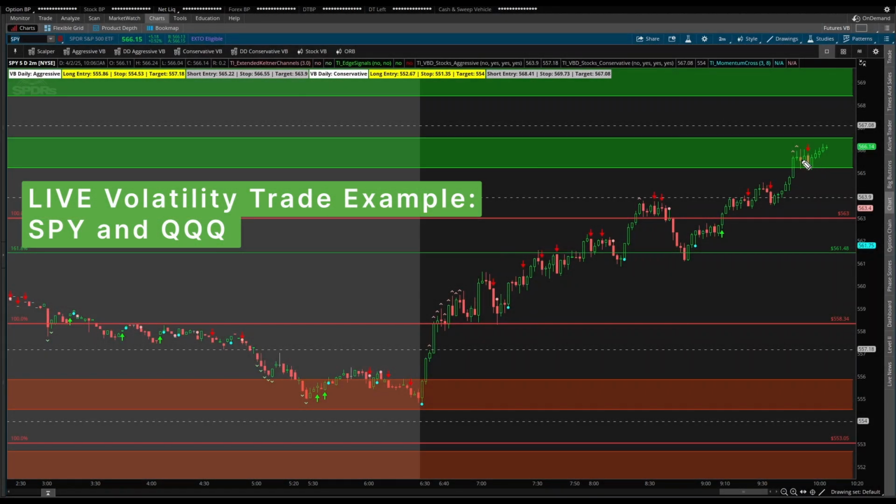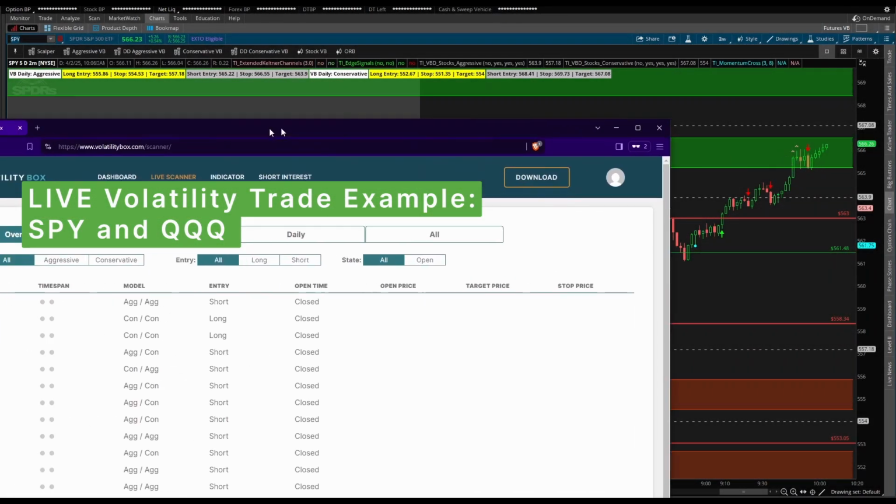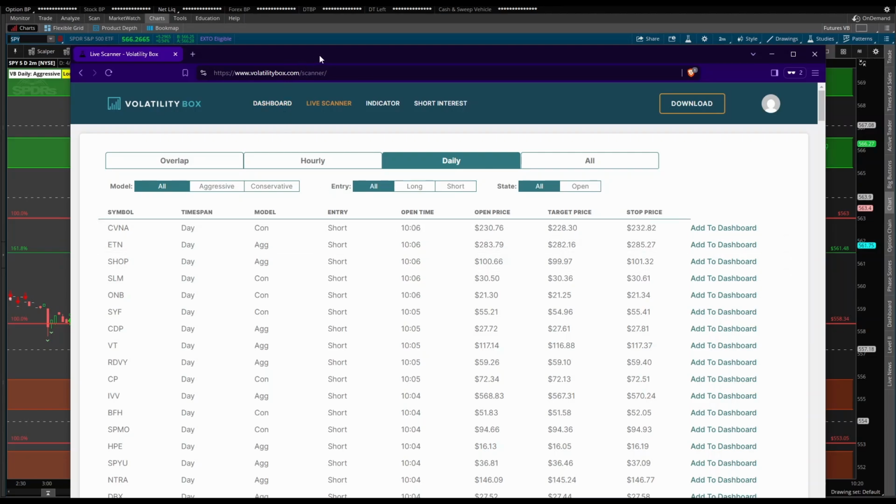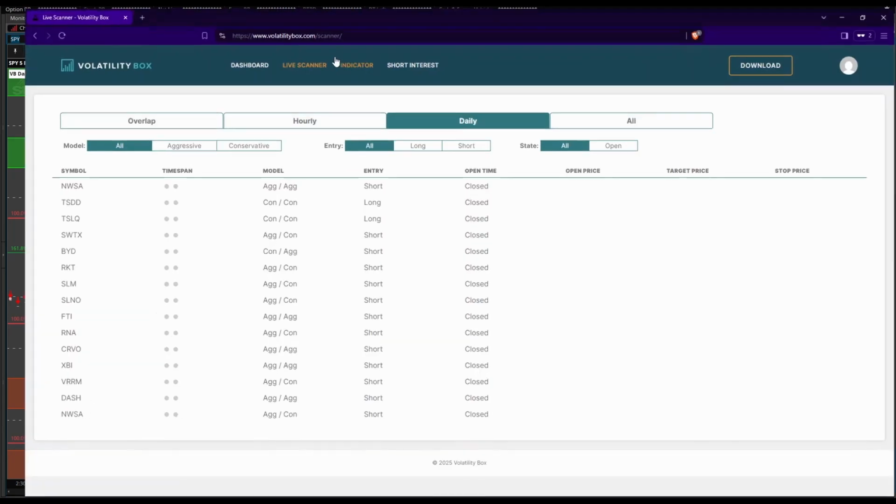Here's a live trade setup inside of the major index markets. We'll look at SPY and QQQ. Both have breached their daily volatility box models.